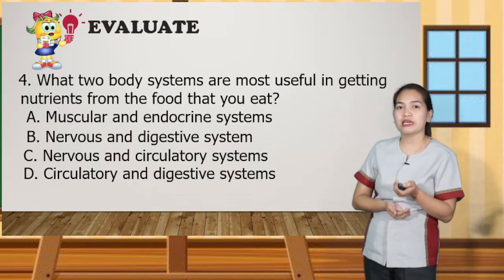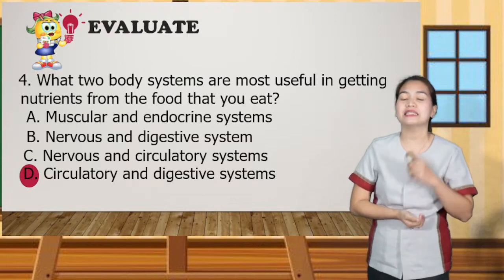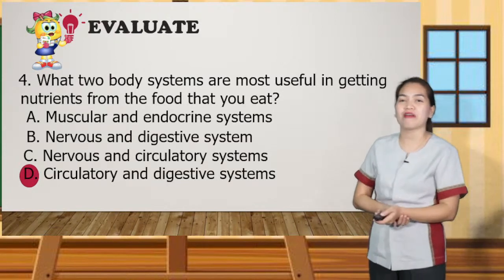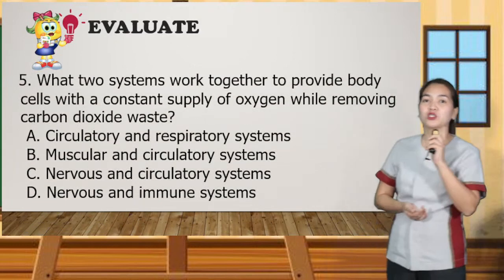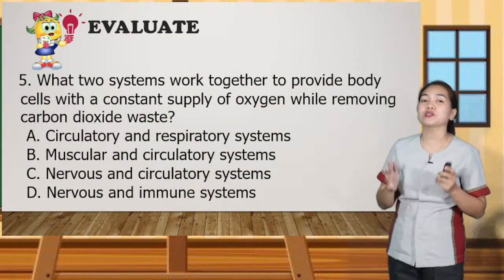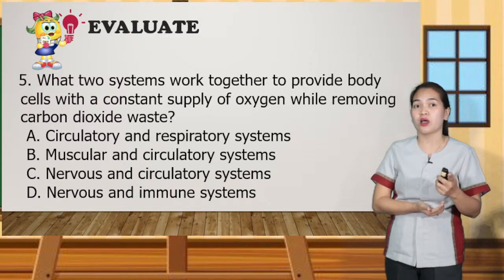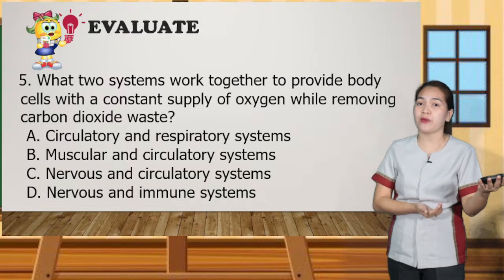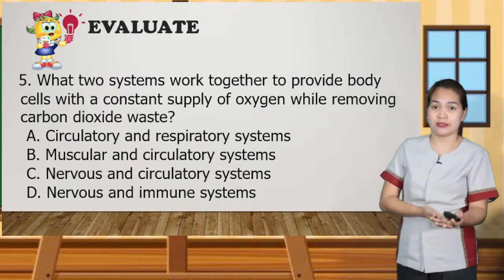The answer is the circulatory and the digestive system. Very good. Next, let's have the 5th one. What two systems work together to provide body cells with constant supply of oxygen while removing the carbon dioxide waste? Is it A, circulatory and respiratory system?